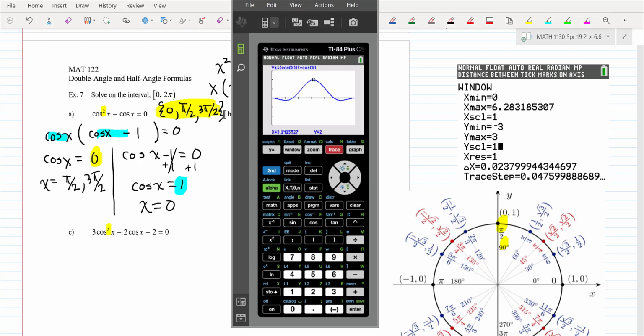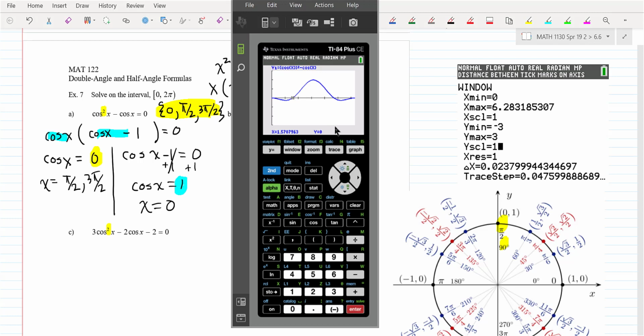So if you trace the first answer 0, the reason it's right is because y is 0. And remember, the equation was set equal to 0. The second answer we got, you can trace pi over 2, and see that also is right.